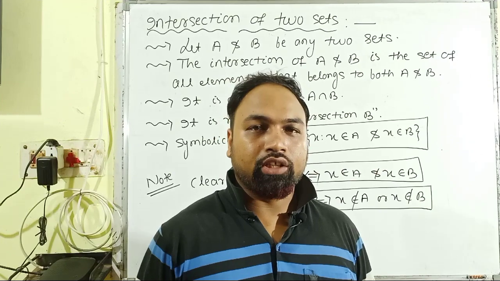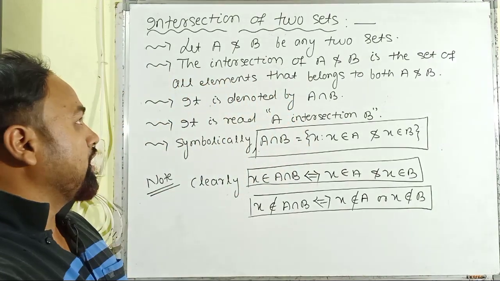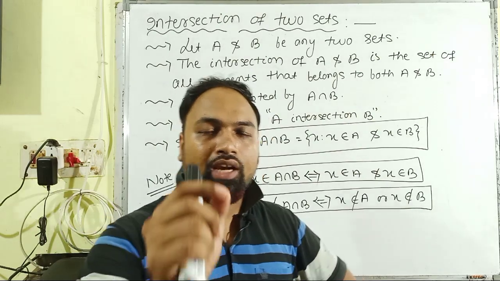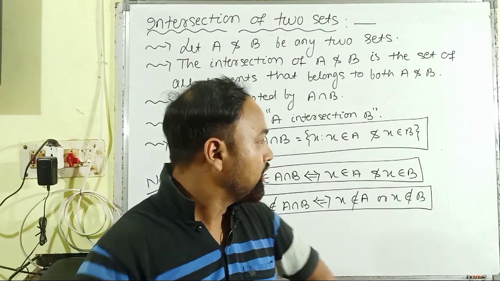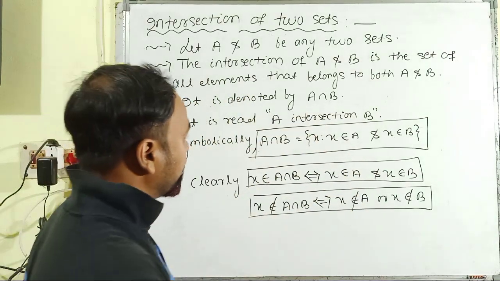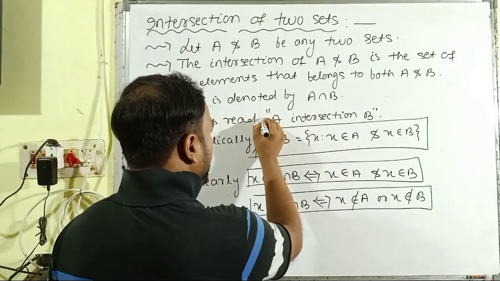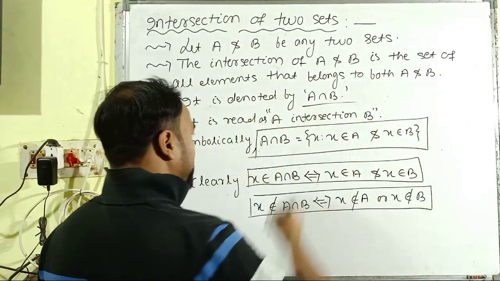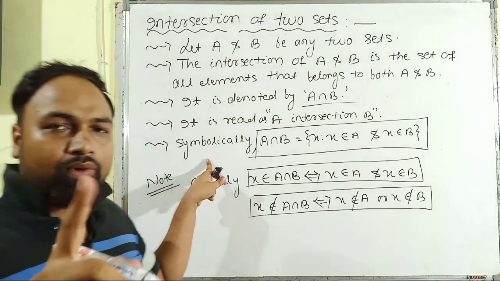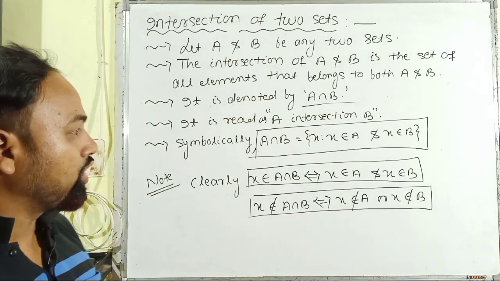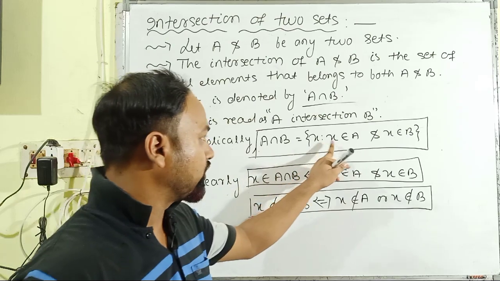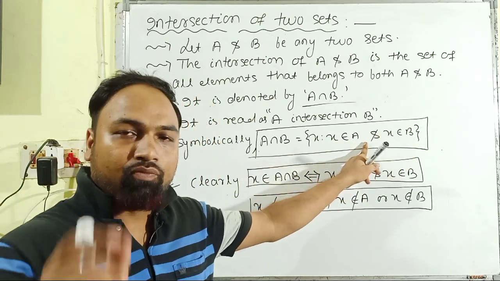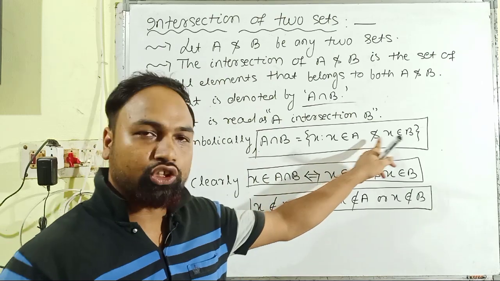Then coming towards the intersection of two sets, let A and B be any two sets. The intersection of A and B is the set of all those elements that lie in both A and B. It is denoted by the symbol A intersection B, and it is read as A intersection B. Symbolically, in the set builder method, we can represent the intersection of two sets as A intersection B is equal to {x such that x belongs to A and x belongs to B}. That means it will lie both in the set A as well as in the set B.